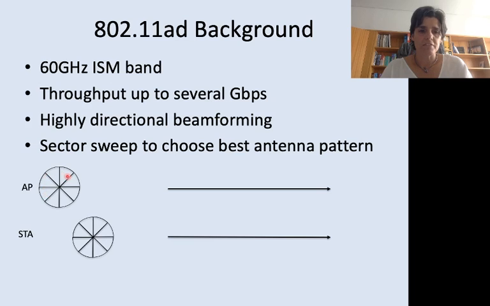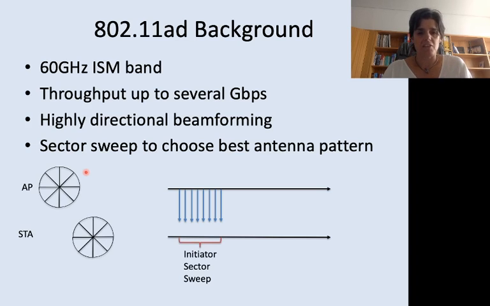On the bottom left, you see the representation of two stations, the access point and the client. All these pie slices represent the antenna sectors. So how does this work? The AP starts sending beacons on each of its own sectors, and the station is measuring the received SNR with an omnidirectional receiver antenna. This is called the initiator sector sweep. The station can now know which is the best sector from the AP.